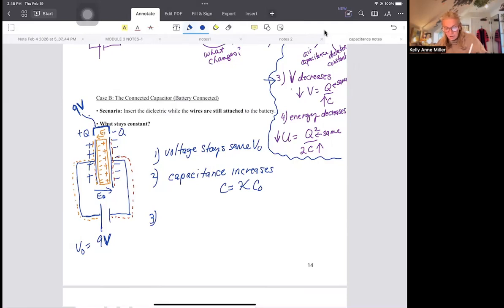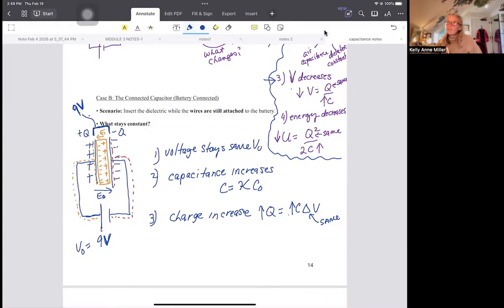Now, however, the charge is going to increase. Okay, why is that? Well, we know that Q is C times V. So V stays the same, right? But C is increasing. So therefore, Q has to increase. Okay, so the charge increases.